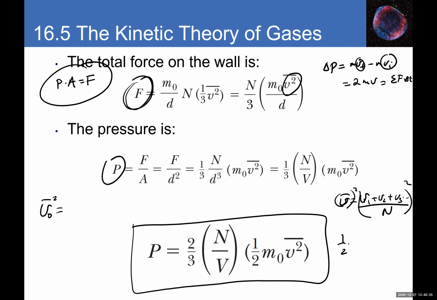And then what I have here is 1/2 mass times average velocity squared, which gives me the average kinetic energy. Average kinetic energy represents the kinetic energy of molecule 1 plus kinetic energy of molecule 2 plus and so on, divided by n number of molecules. So it's the average kinetic energy of all the molecules in the system. Then the pressure equals 2/3 n over v times 1/2 m naught v naught squared. So this quantity is the average kinetic energy.